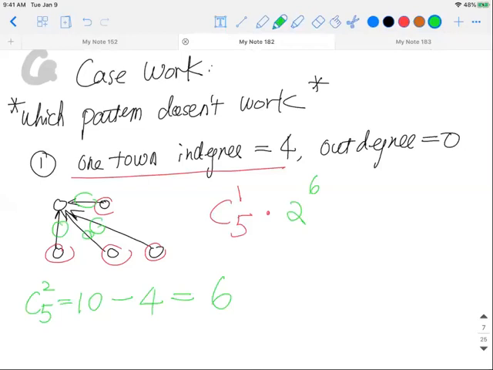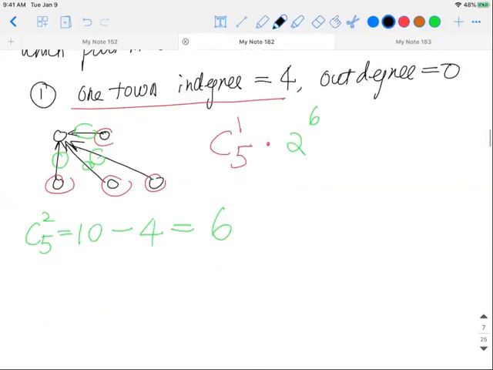So far, so good? This is actually 1 term. The in degree is 4. The out degree is 10. And then like the out degree is 0. Okay? Case number 2.